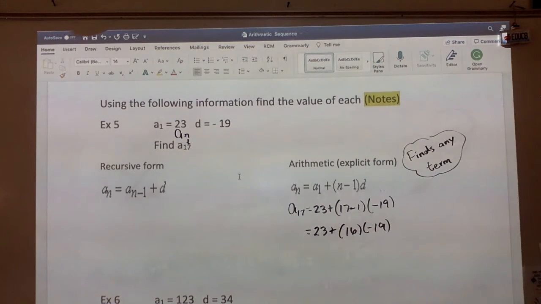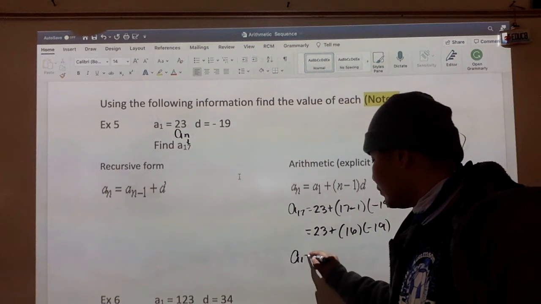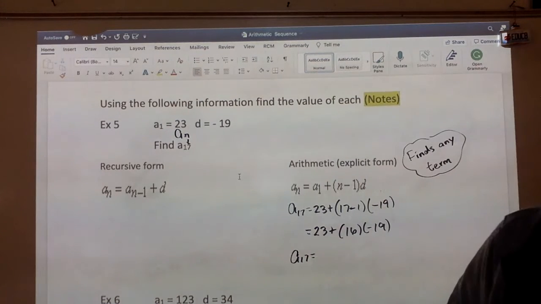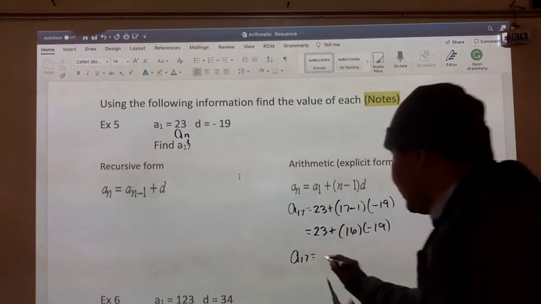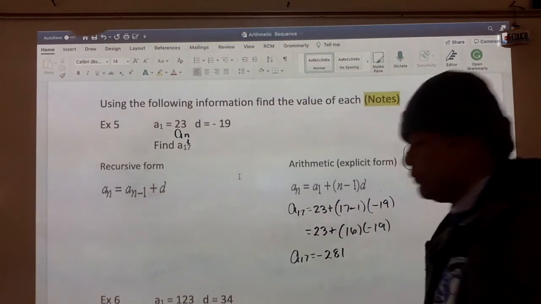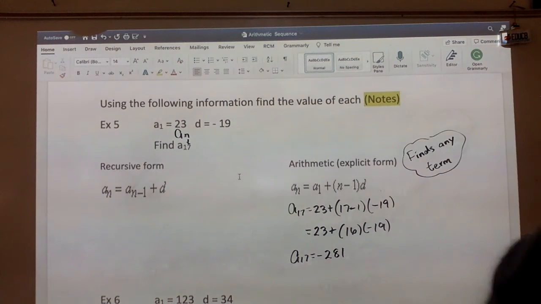So A17 equals whatever you get from that. Just give me a minute, I've got to put it in the calculator. It gave me a total of negative 281. This one will help you do 6 through 8. The next one is the one that takes a few more steps.